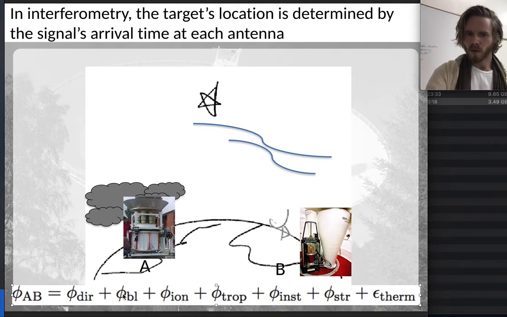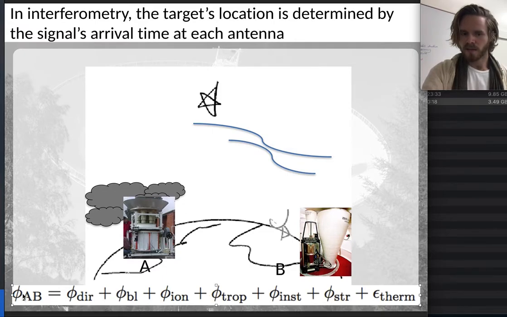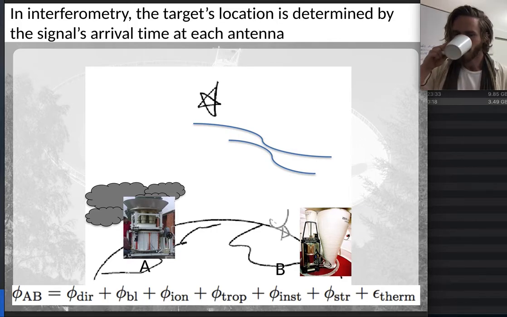So all of these are contributing to speeding up or slowing down our signal, such that we can no longer work out the direction of the source just based on the arrival times alone. So we have a problem, right? This is something that we have to deal with in interferometry, and this is why we don't have a nice simple way of getting the coordinates of our sources.